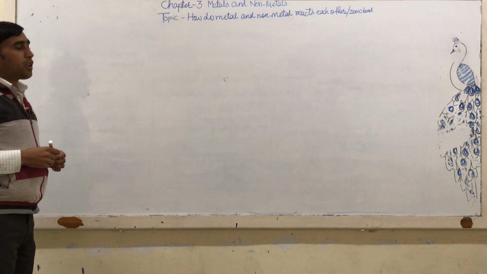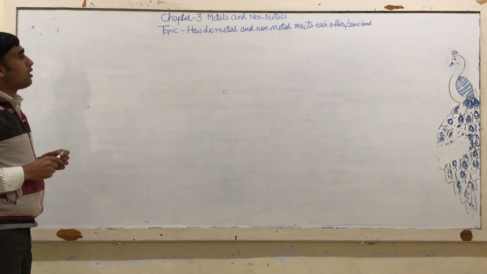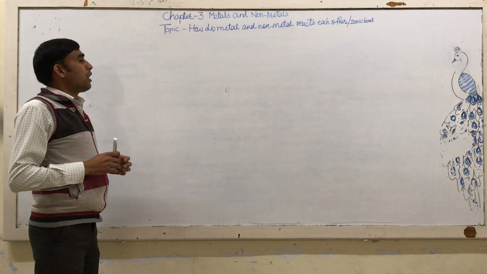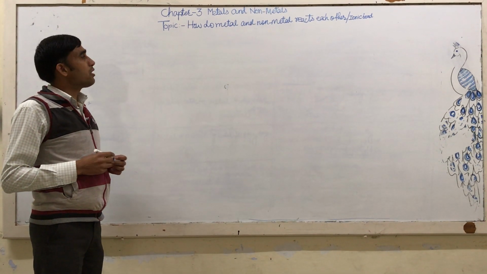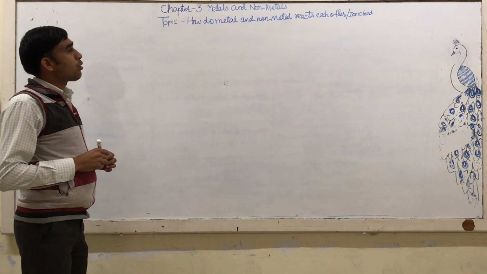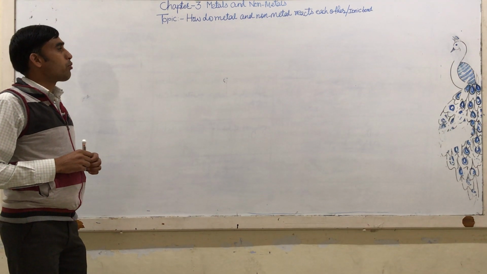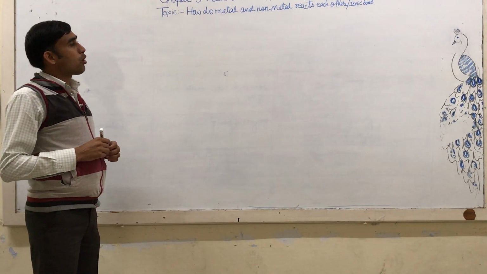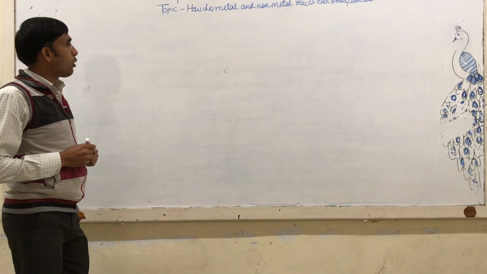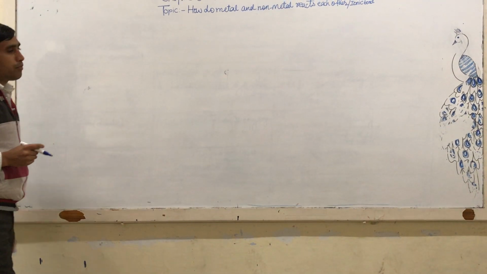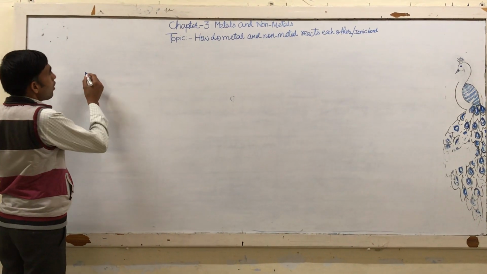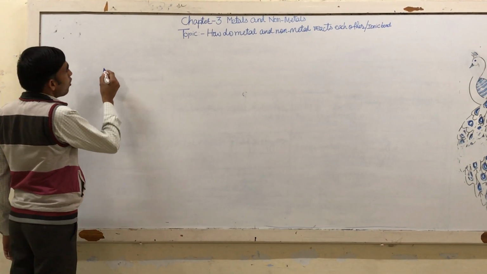Good morning, students. Today we will discuss chapter number 3 of class 10, metals and non-metals. And in today's class, we will see how metals and non-metals react for the formation of an ionic bond or electrovalent bond. First of all, we will see what an ionic bond is and how metals react with non-metals.